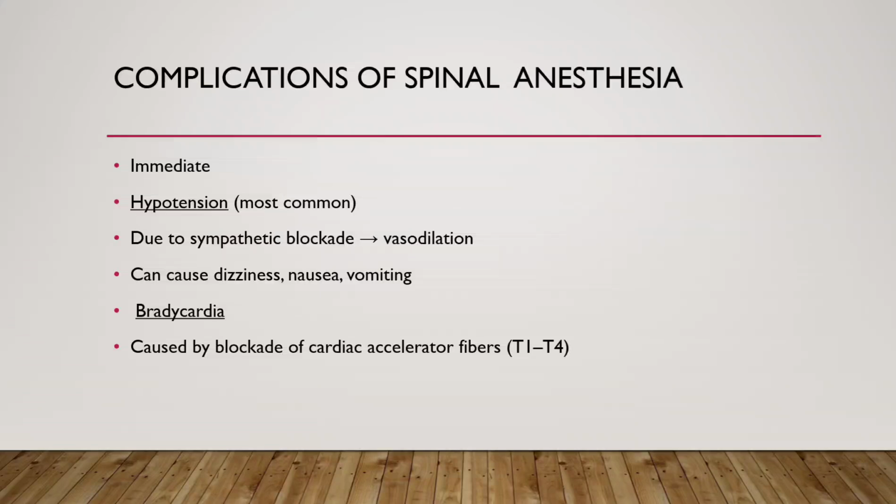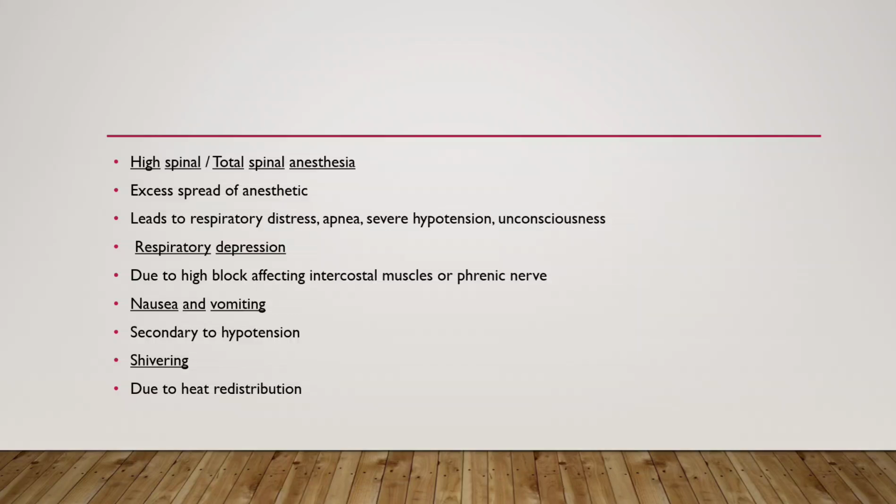The next complication is bradycardia. Bradycardia after spinal anesthesia is quite common, with an incidence of around 10%, for the reasons already stated above. The treatment for bradycardia is intravenous atropine. Next, dyspnea: mild respiratory difficulty due to lower intercostal paralysis is treated by oxygenation and reassurance.